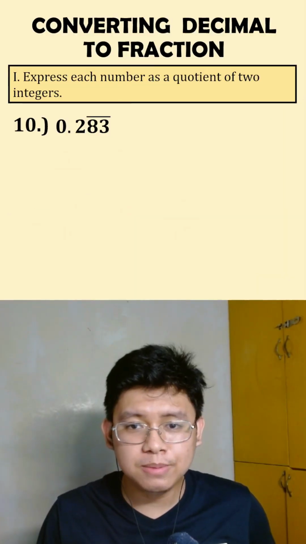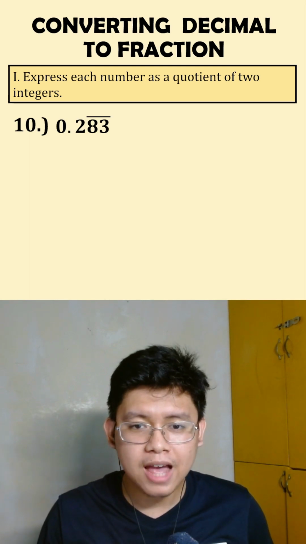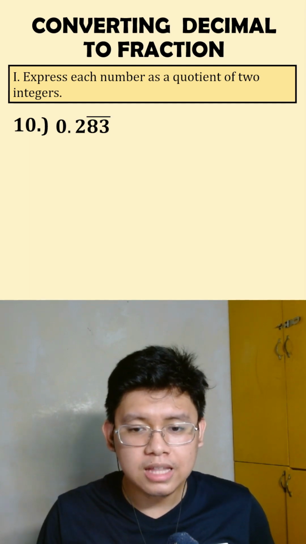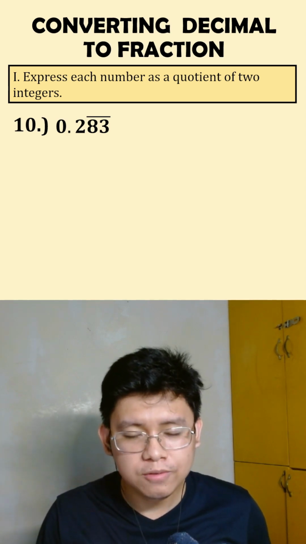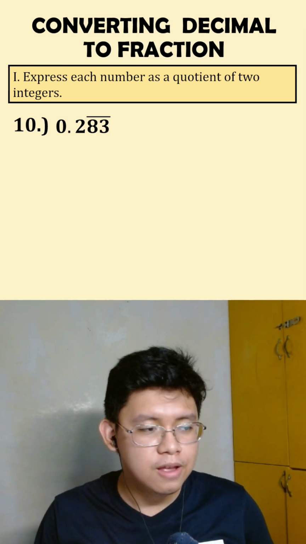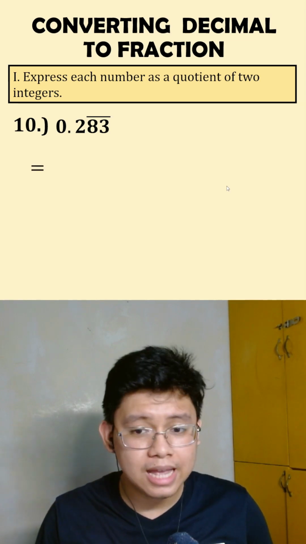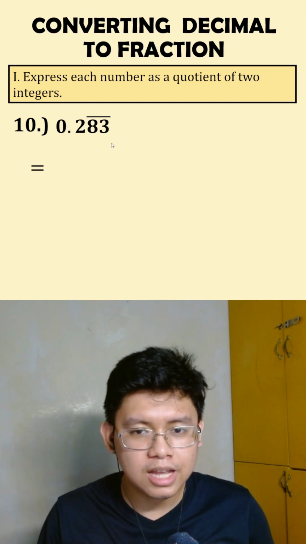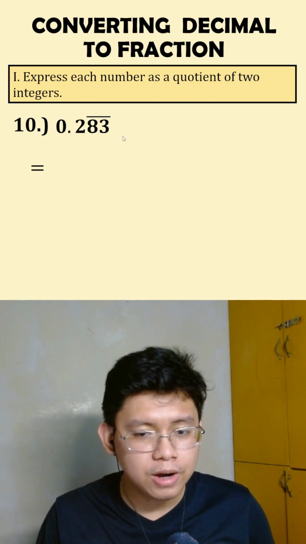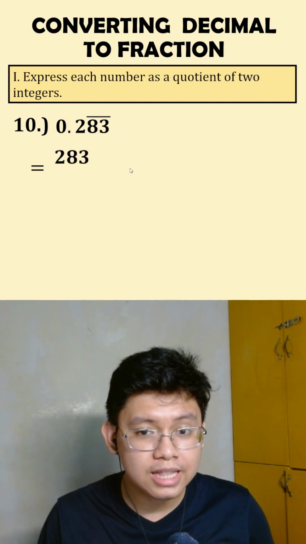Let's convert this decimal to fraction. So, we have here 0.283 and ang nakabar is si 83 lang. So, to convert this into fraction, ang first step natin is to identify our numerator. So, kopyahin natin lahat without the decimal point and the bar. So, we will have 283.